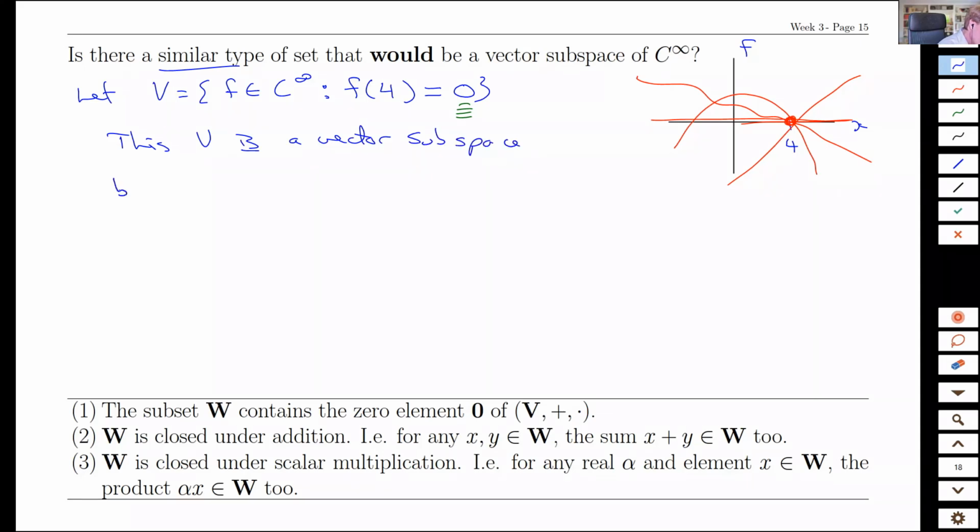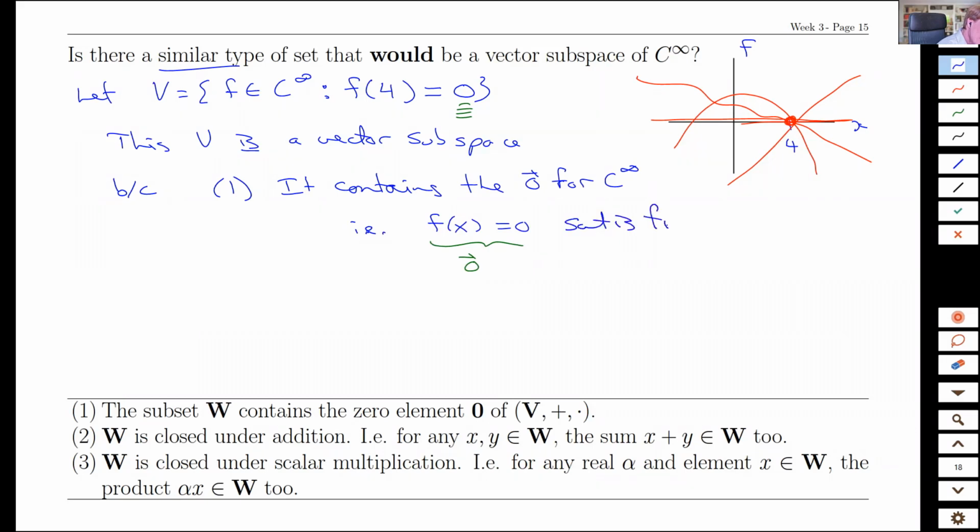It's because, first, it contains the 0 vector for C infinity, i.e. f of x equals 0. That's our 0 vector. It satisfies f of 4 equals 0. And I just picked this 4. You can pick any number you like.